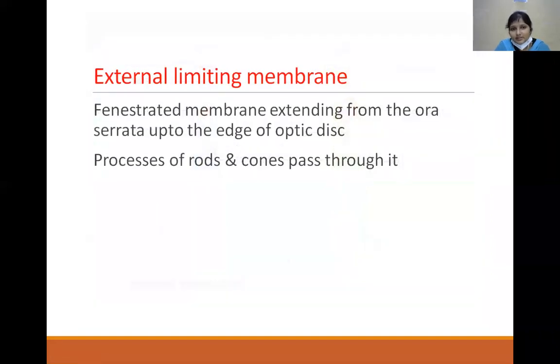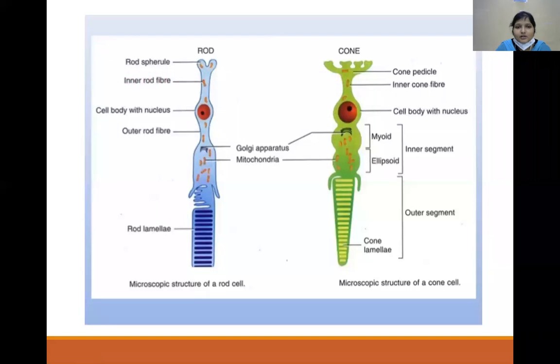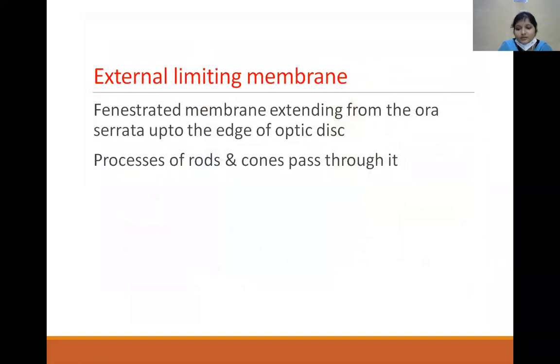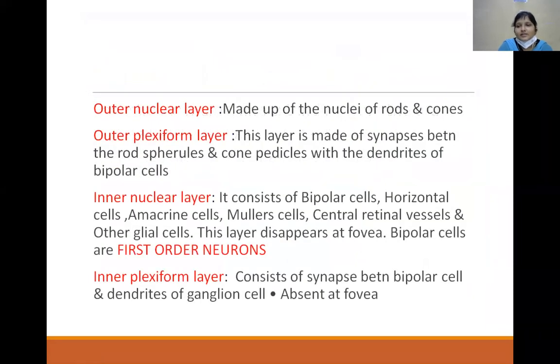Next, coming to external limiting membrane. It is a fenestrated membrane which extends from the ora serrata to the optic disc, and through this external limiting membrane, the processes of rods and cones pass. These outer rod fibers pass from the layer of rods and cones into the outer nuclear layer. So this fenestrated membrane is called external limiting membrane. Next layer is the outer nuclear layer. I already mentioned this contains the nuclei of both rods as well as cones.